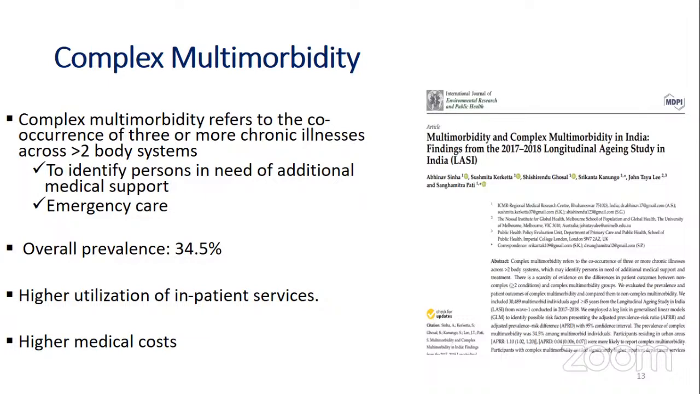And this is again my own paper, and this is the first and only paper on complex multimorbidity in India till now. And we observed that the overall prevalence of complex multimorbidity in India is around 34.5%. And we saw that there is a higher utilization of inpatient services. So see again, since it is more than two body systems and three chronic illnesses, we observed that the inpatient services were higher among these individuals, and obviously the out-of-pocket expenditure was also high.